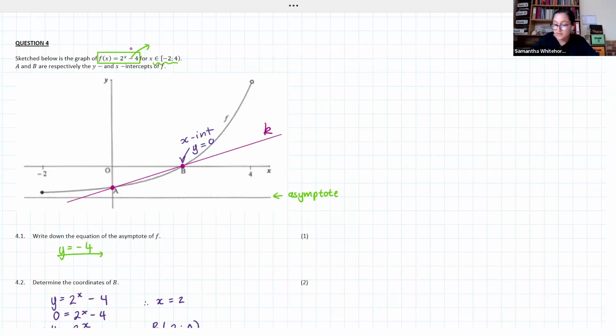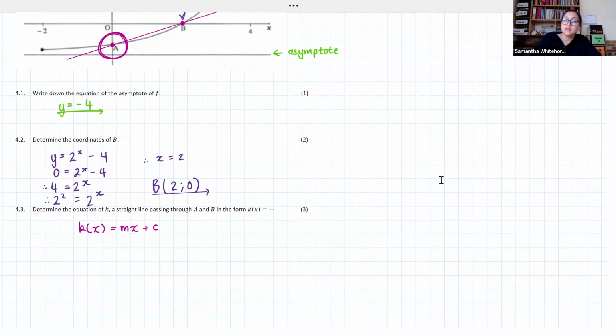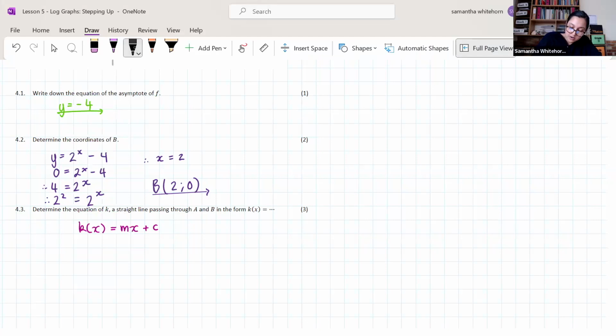So this is k. What you can now see is that k and f have the same y-intercept. And because they've got the same y-intercept, if you can work out the y-intercept of the exponential, you know the y-intercept of the straight line. And so that's the first thing I'm going to do, because remember k of x, because it's a straight line, is mx plus c. C is your y-intercept, m is your gradient. You also need 2 points in order to figure out the gradient if you're going to use the gradient formula. But the first thing I'm going to do is work out the y-intercept of f.